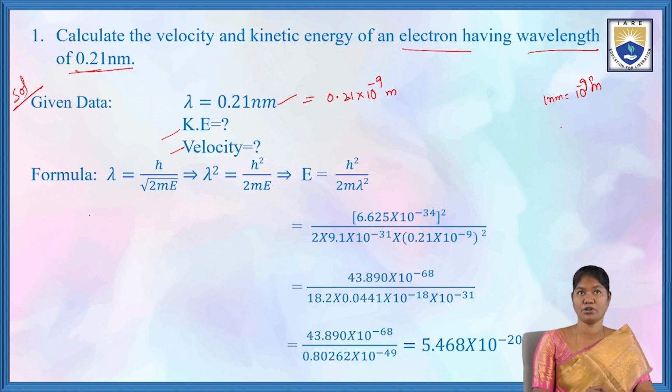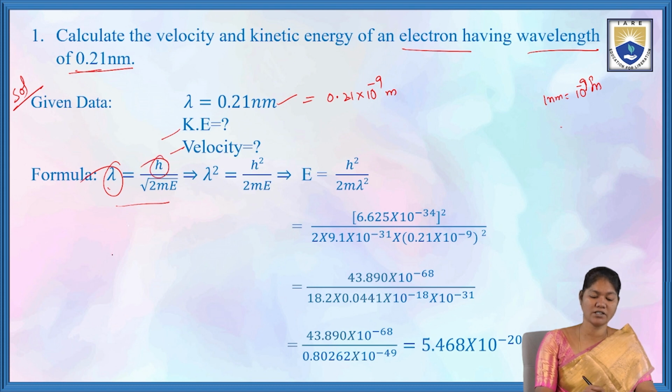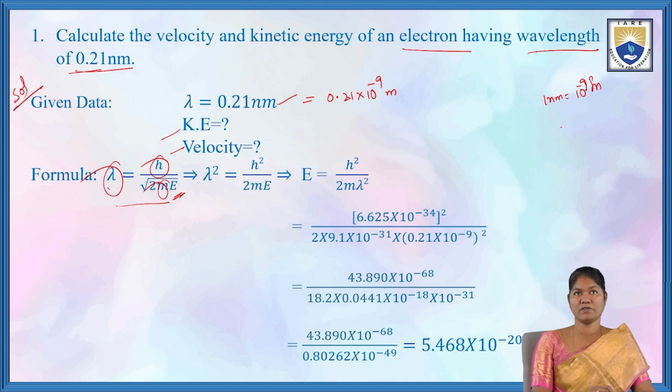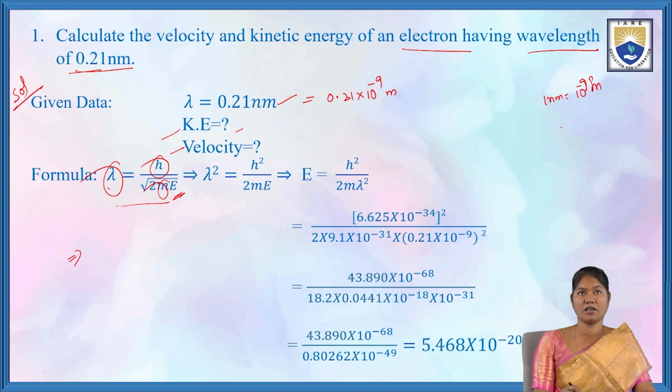The formula we are going to use is lambda is equal to h by root 2 mE. We know the wavelength and we know h and m, but we don't know the energy value. This kinetic energy we need to find. So by simplifying, taking E out from this formula, E is equal to h square by 2m lambda square.